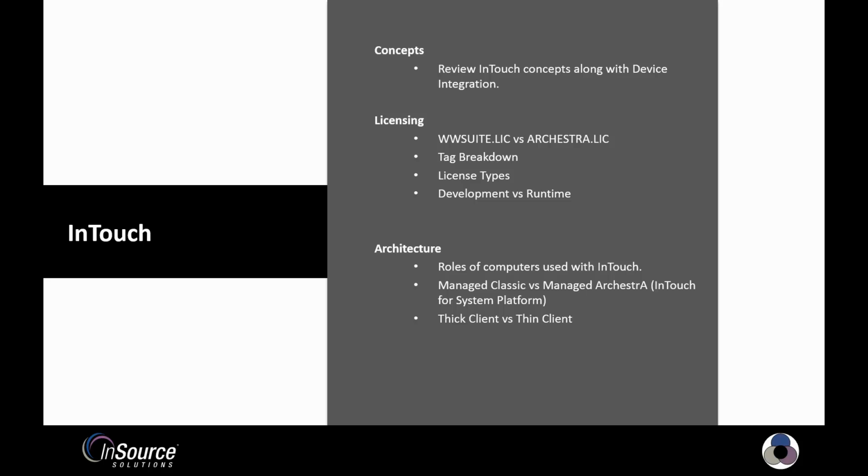This video is broken up into 3 parts. The first part is on concepts, a refresh of exactly what is InTouch, what's a tag, what's Window Maker, what's Window Viewer, how do we communicate to a PLC. Then we get into licensing. We're going to discuss the difference between the Wonderware Suite versus Orchestra.lic license. Then we're going to discuss all the different breakpoints that we have for our licenses and the different types of licenses, such as development versus runtime, read-only licenses, and InTouch for System Platform.